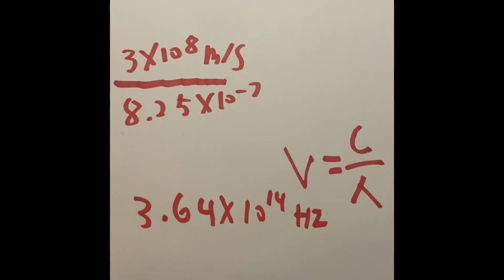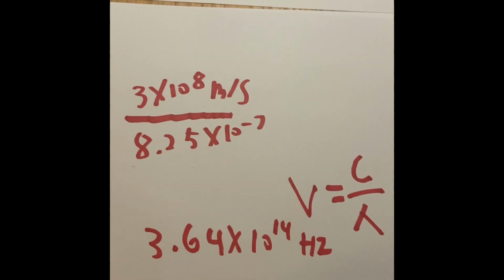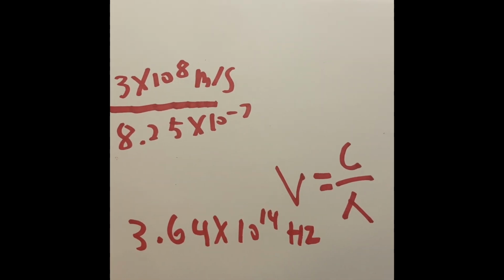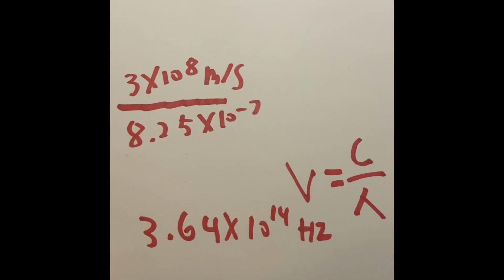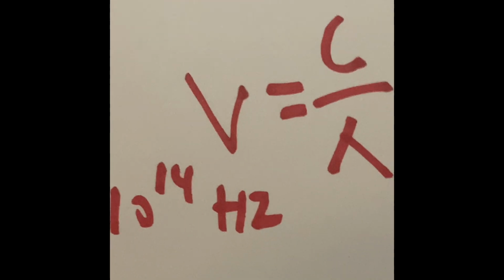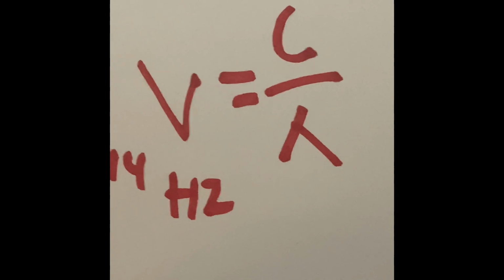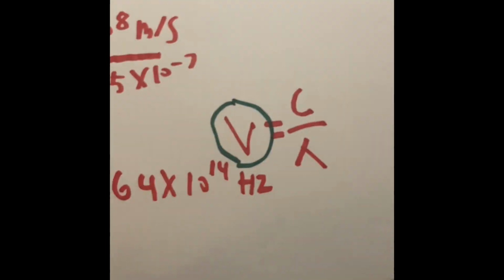So if this wave was speeding at the speed of light, this is how many waves, or how many hertz, would pass every second in a given amount of time. So that is how we solve for the frequency, if we knew the wavelength and the speed of light, but did not know v. So that is the first example.